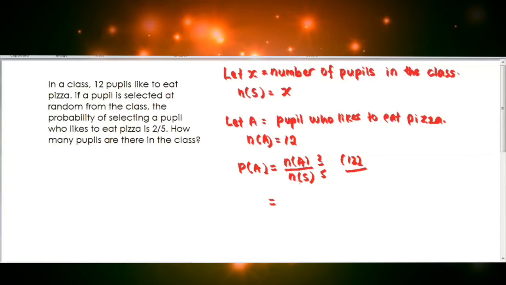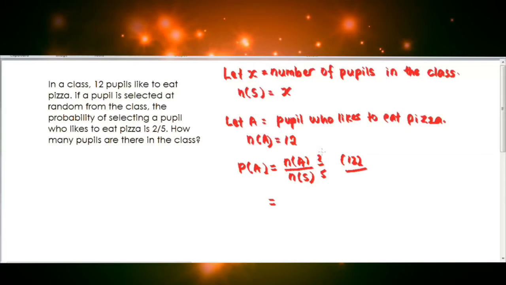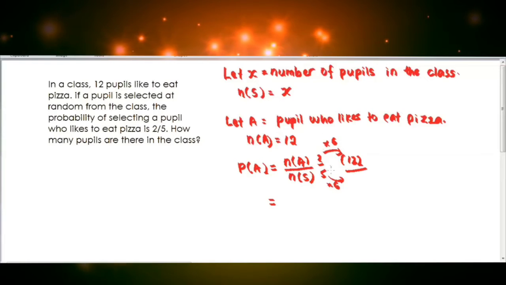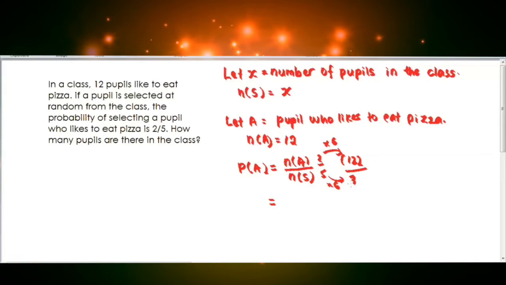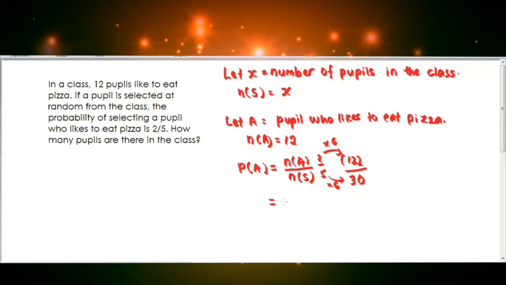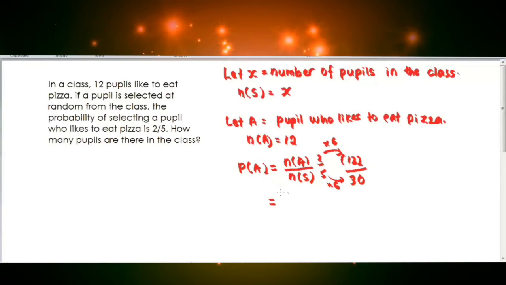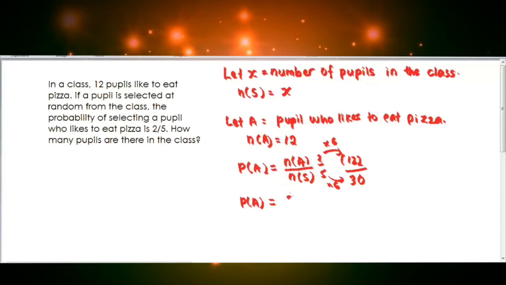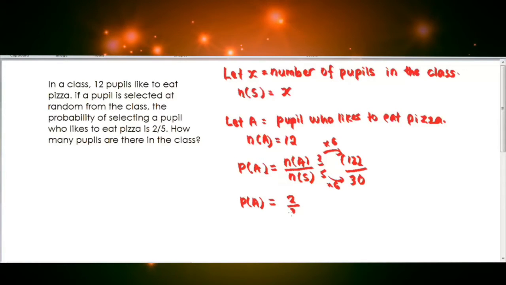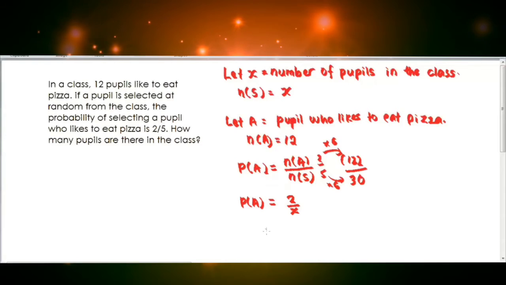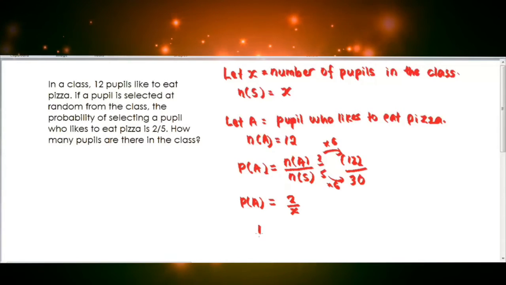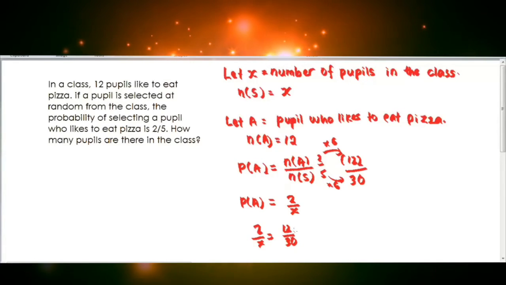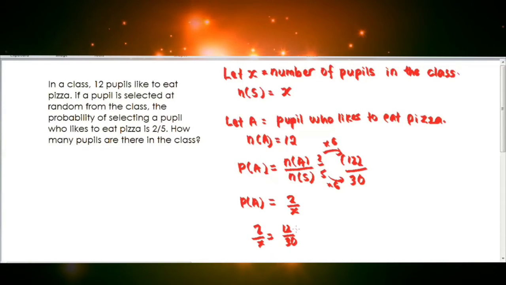So what is the number of sample sets? 2 becomes 12, so we need to times 6. The 5 also we need to follow, times 6 also, so I will get 30. So 2 over 5 equals 12 over 30. We can write 2 over x equals 12 over 30, like this. Then we can simplify it.